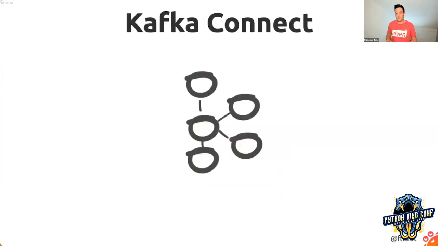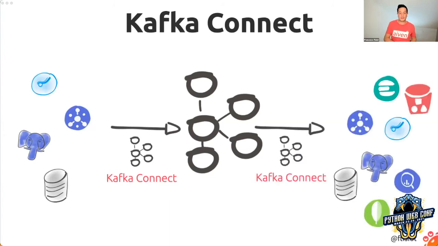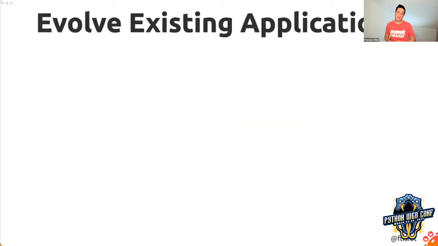With Kafka Connect, you can easily integrate with existing data sources, for example, with JDBC databases, with Google PubSub, with Cassandra. And you can also push data that is in Kafka easily to other data platforms, for example, Elasticsearch, Amazon S3, any JDBC data source, including Postgres, BigQuery. This Kafka Connect method, which is driven only by a config file, allows us to evolve existing applications.